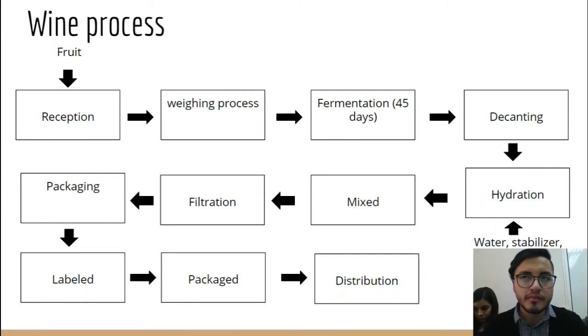But for a better final product, we make a filtration. In the filtration, we take out what the decanting process didn't remove of the solids. So in the filtration, we take out the remaining solids, and we take the final fluid. Now after the filtration, we have the packaging. The packaging is also a very important process, because we want to have a better shelf life for the wine.